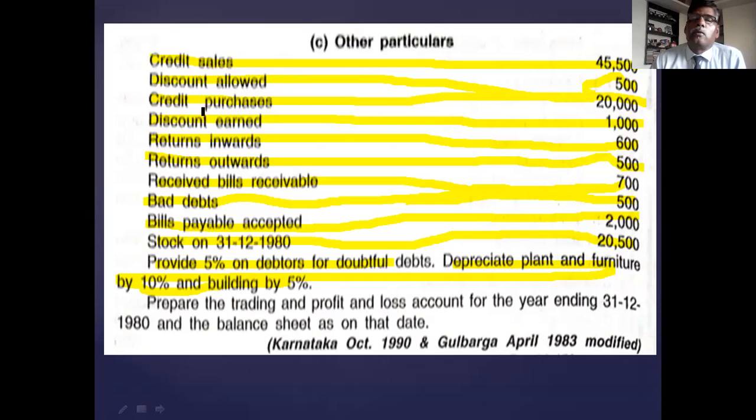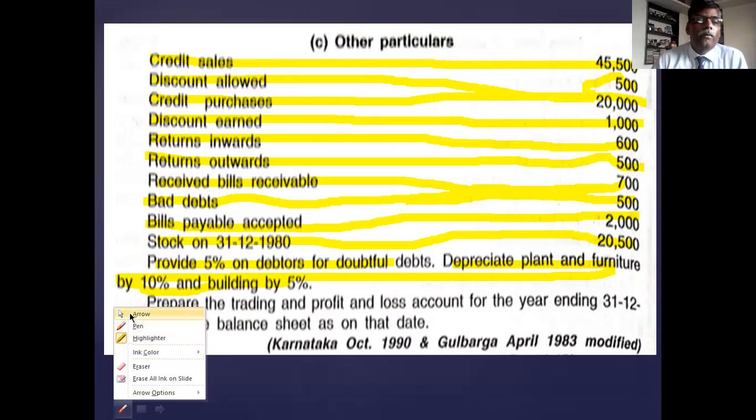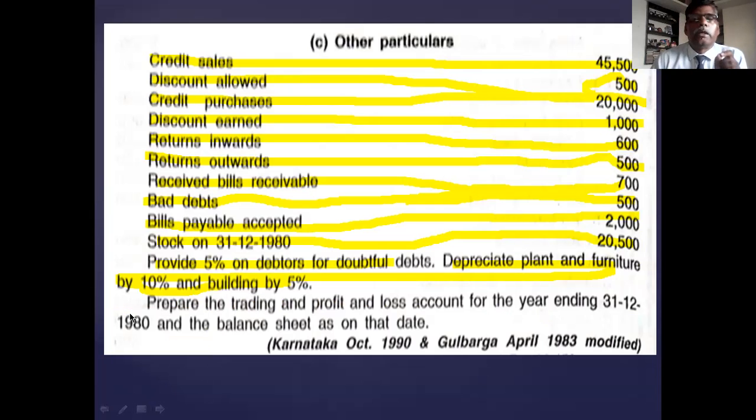Okay, these are the points you have to cover. Then prepare trading profit and loss account. This is the question. Now I will prepare the trading profit and loss account. It is not directly possible. Therefore, first you prepare the required accounts. First required is the statement of affairs. The opening statement of affairs is already given in the problem.